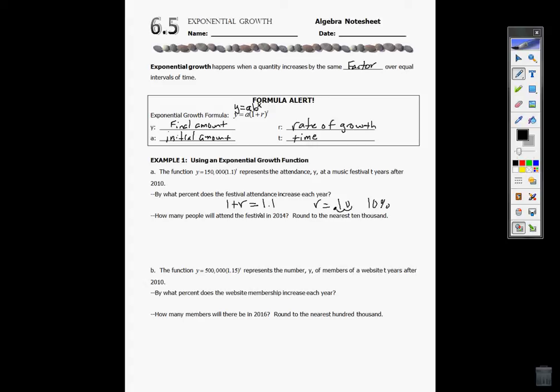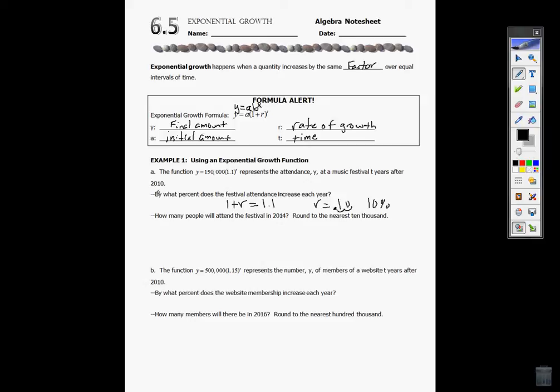How many people will attend the festival in 2014? Round to the nearest 10,000. So we are given an almost cryptic version of what time is in this case. We're not necessarily given how many people will attend the festival 4 years after it started in 2010. So what is the attendance at t equals 4? But it's said in a different way. How many people will attend the festival in 2014?